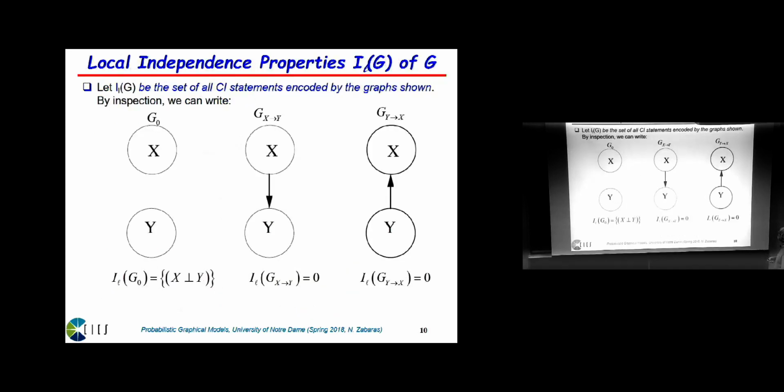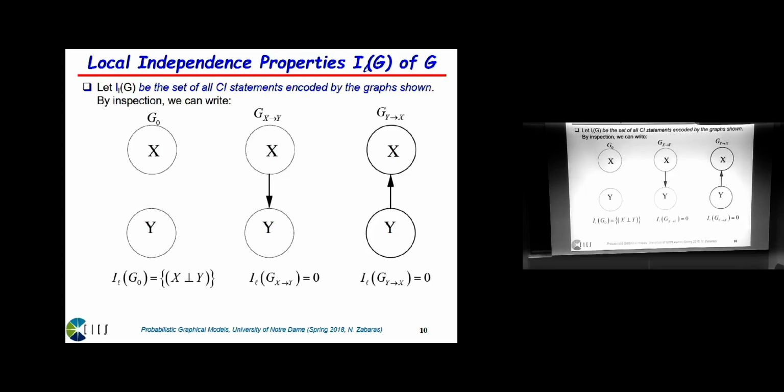Now let's consider different graphs, and let's see what is I of G for each of these graphs. How many independence relations do we have here on the left? There are no edges between x and y, nothing. So what is the relation between x and y? Independent. So I of G is the set that includes only x independent of y. In this case, there is no independence relation, and there is no independence relation here either.